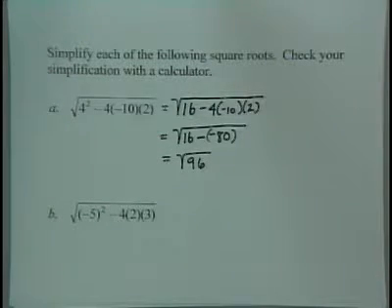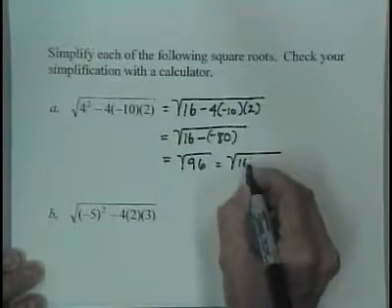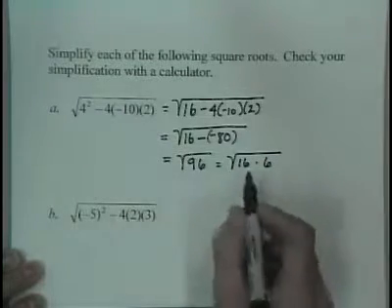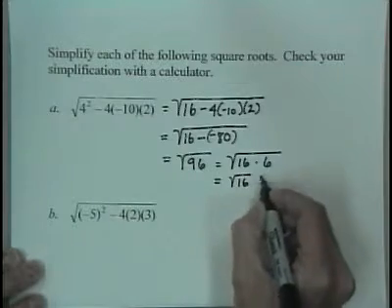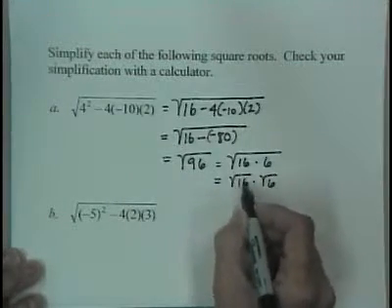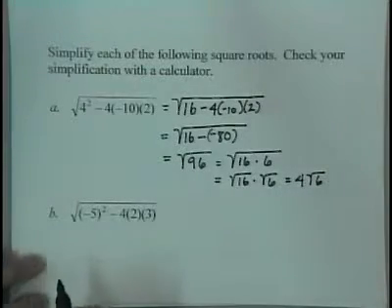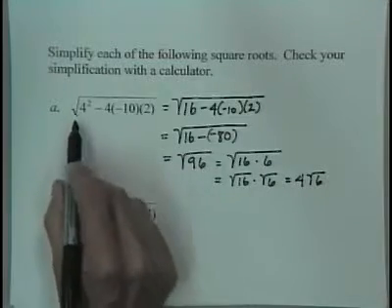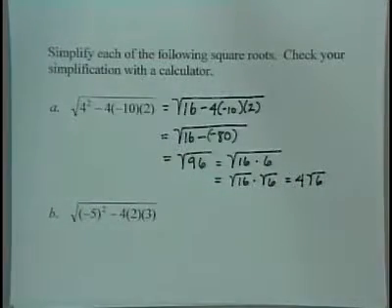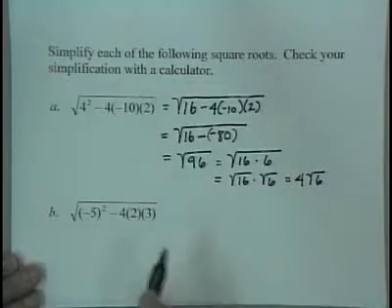I know that 96, or I think that 96 is divisible by 16. It is. It's 16 times 6. Break this into the square root of 16 times the square root of 6. The square root of 16 is 4. And so 4 square roots of 6 is the simplified version of what we started with. We'll check that in a minute. But let's move on to the next problem we want to work here.